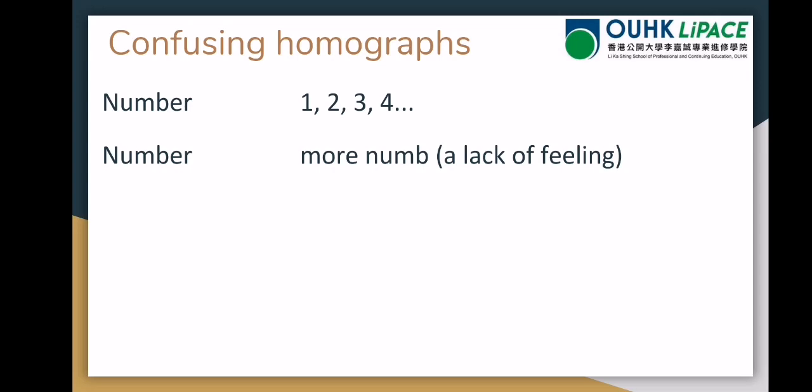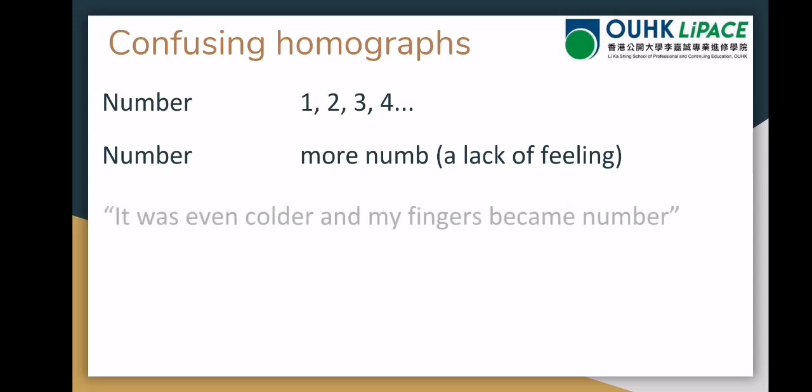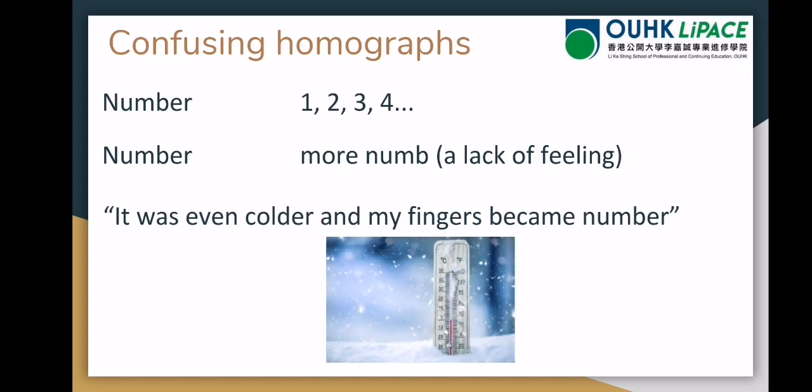So feeling numb or being numb is a lack of feeling. So if you sit down for too long and you lose the feeling in your leg, this is your leg going numb. Or you can think of the Sichuan spicy food. It makes your lips feel funny. You lose the feeling in your lips. That's numbing spice, and it makes your lips go numb. So it was even colder and my fingers became number. So they lost more and more feeling because it was too cold.